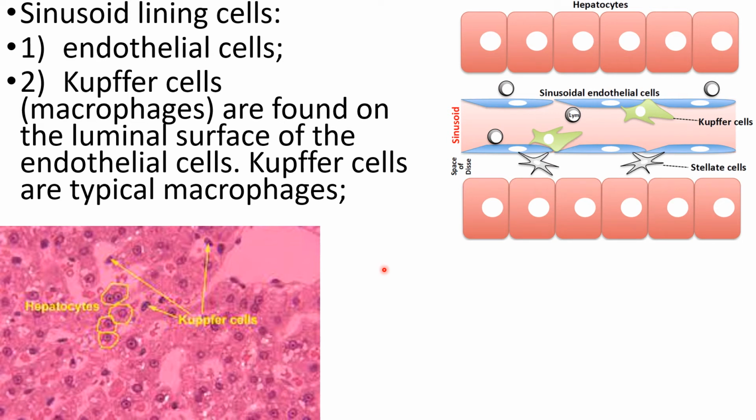So these cells of sinusoidal lining, which we call fenestrated endothelium, is composed of two more cells.